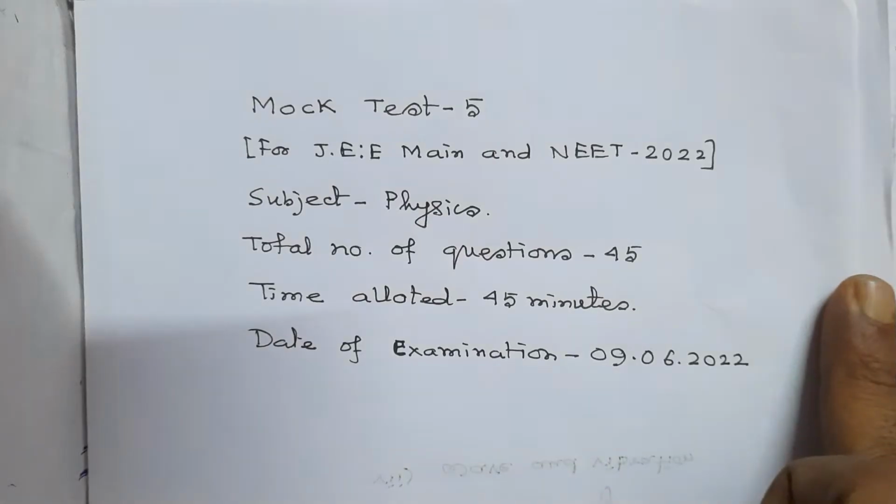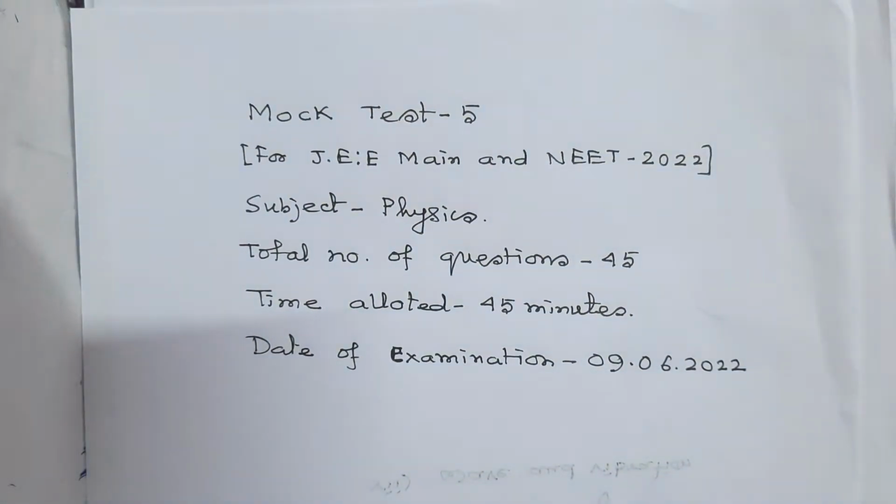Now in this lesson we are going to answer the questions given in the mock test 5 held on 9 June, that is yesterday. Total number of questions given was 45 and time allotted for your answer was 45 minutes. Let us take the first question.